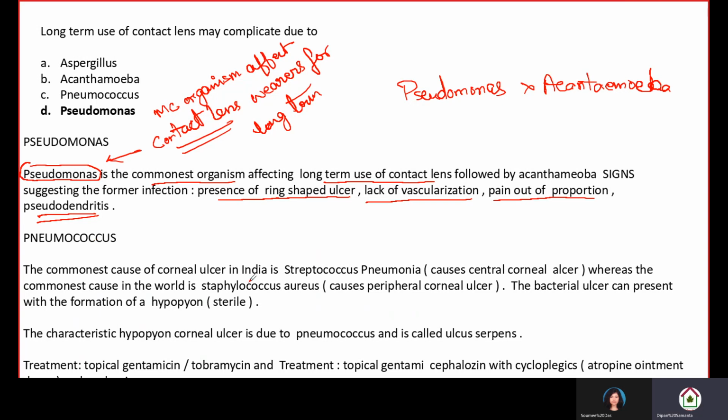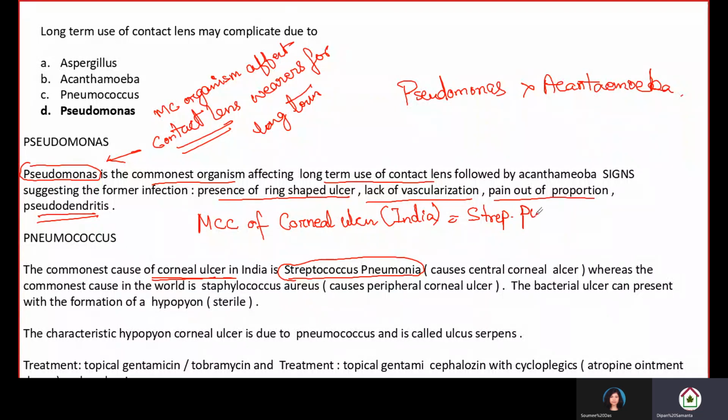The commonest cause of corneal ulcer in India is Streptococcus pneumoniae. Very, very important. It causes a central corneal ulcer, whereas the commonest cause in the world is Staphylococcus aureus, which causes a peripheral type.